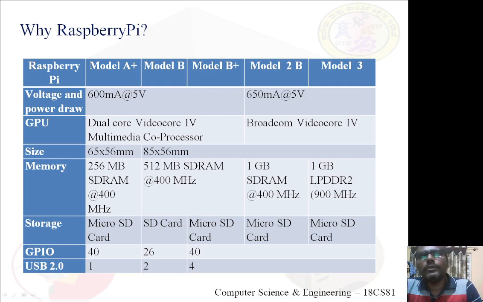Now, when I speak about input output pins, general purpose input output GPIO pins, Model B has 26 GPIO pins, whereas all other models have 40 GPIO pins. Now, the number of USB ports supported. Model A Plus was having only one USB port. Model B was having only two USB ports, whereas all other models, Model B Plus, 2B, and 3, have 4 USB ports.